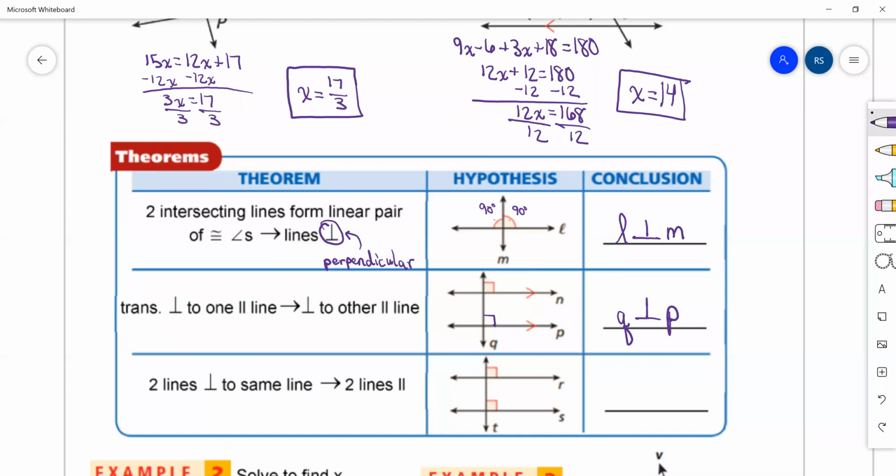And the last theorem, if two lines are perpendicular to the same line, then the two lines are parallel. So here we see T is perpendicular, wait, back up. R and S are both perpendicular to T. Therefore, R has to be parallel to S. These have to be parallel since they're both perpendicular to T.